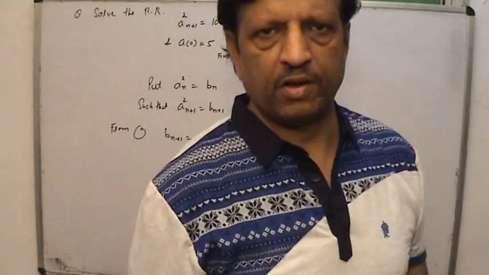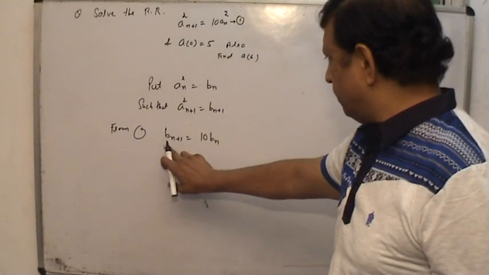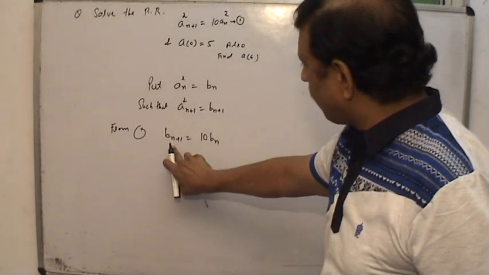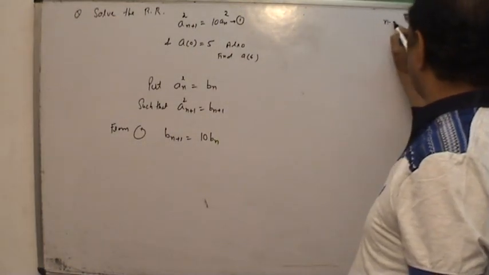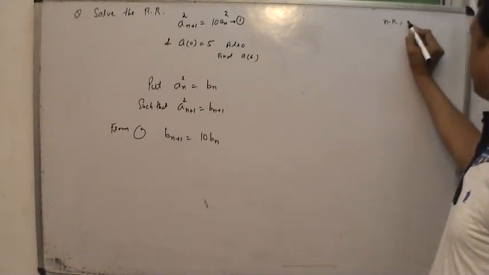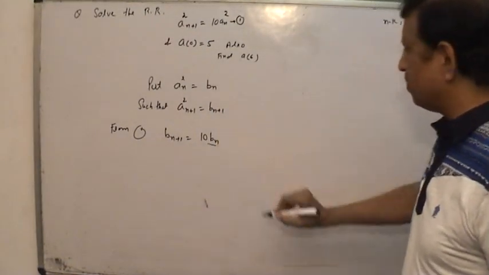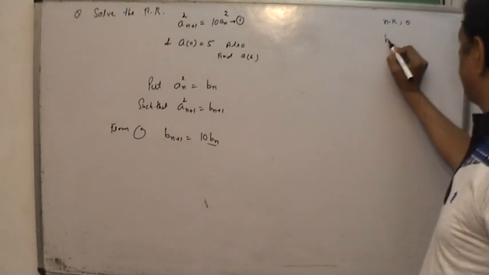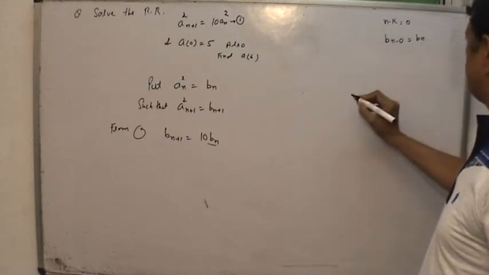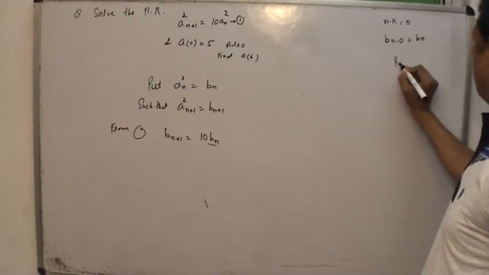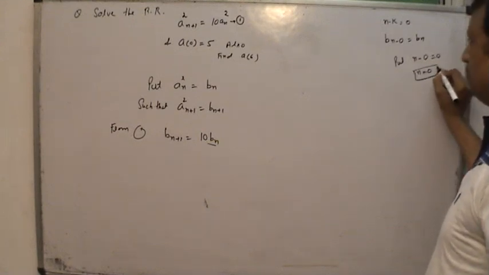Now how to find the order of this recurrence relation? We see this value has increased from n to n plus 1. We know to find the order of a recurrence relation, we put the smallest value n minus k equal to 0. Here the smallest value corresponds to the term bn, that is bn minus 0. If we put n minus 0 is equal to 0, it means n is equal to 0.